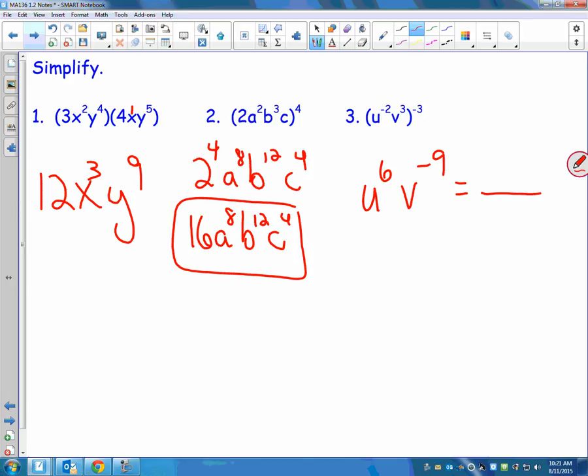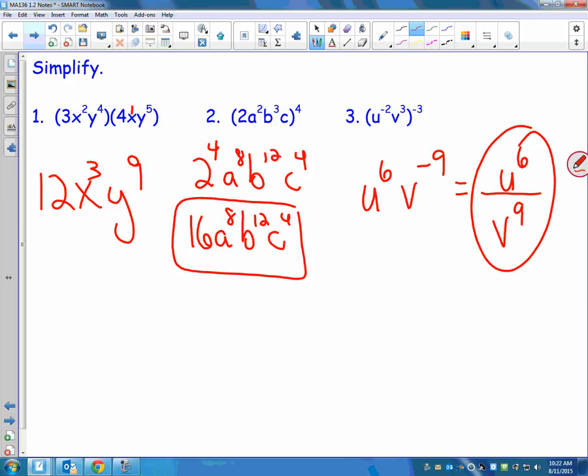So u to the 6 does not have a negative, so it's going to stay on top, and v to the 9th would go to the bottom. One's a u, one's a v. They're not the same, so you can't subtract those exponents because they're not the same base. Questions about that? Hopefully some memories of that.